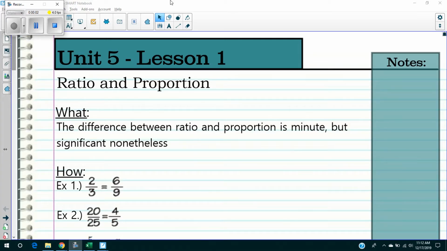Okay, all right. So today we're gonna begin the next unit, which is Unit 5, ratios and proportion. This is lesson 1. Now, the first lesson in class was on ratios, just definitions and some examples. So today we're gonna dive a little deeper into doing actual ratio and proportion questions.